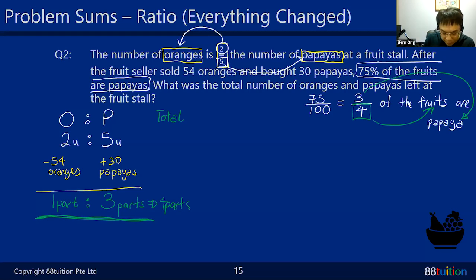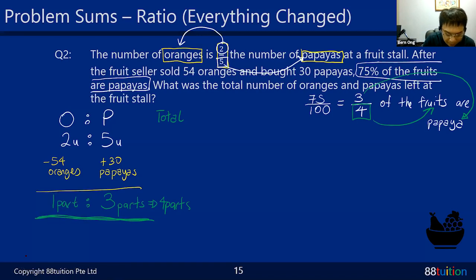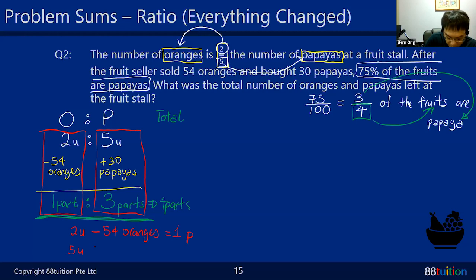Okay? So down here you have a problem. What's the problem? You have to read the story. You read downwards. So down here you have 2 units. 2 units minus 54 oranges is equal to 1 part. Then the papaya story. What's the papaya story? Papaya story is 5 units plus 30 papayas is equal to 3 parts.